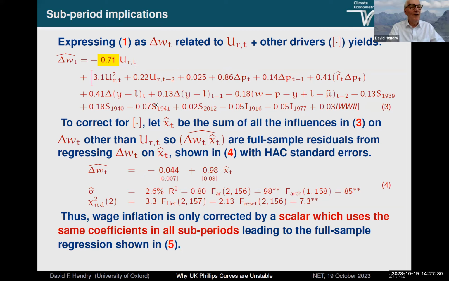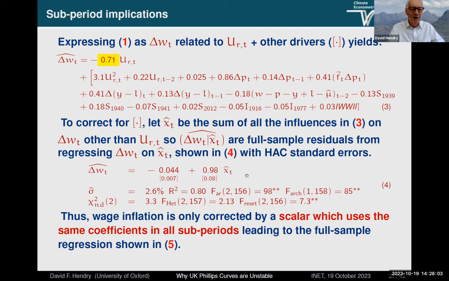So to find out what's going on, we correct our measure of real wages, nominal wages, by all of these things that we call X. So we create the full sample residuals from regressing delta W on X. We call it X hat because we're using the estimated coefficients to add all these up to get the scalar. So it's the sum of all the influences in 3, other than UR, which is separated out. And then we look to see what's the relationship between delta W and X hat.